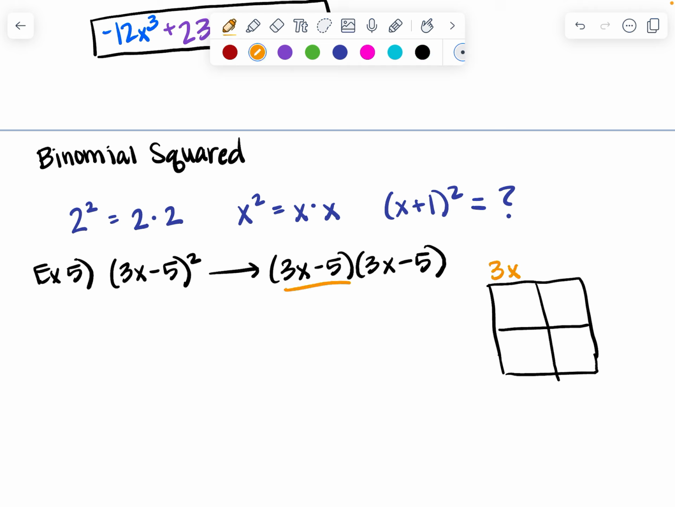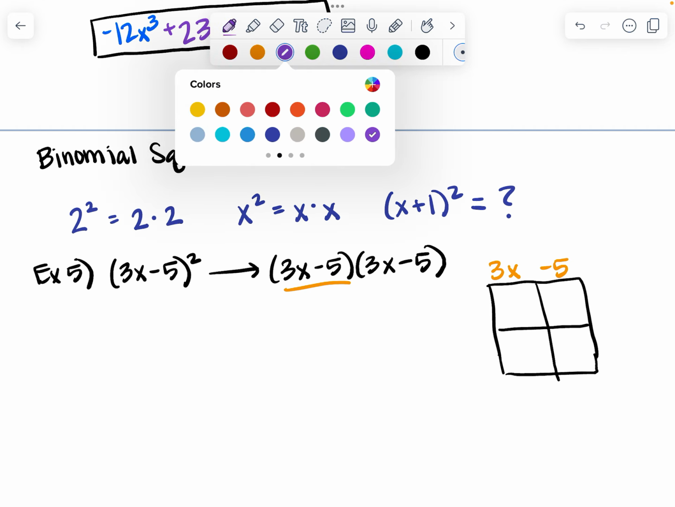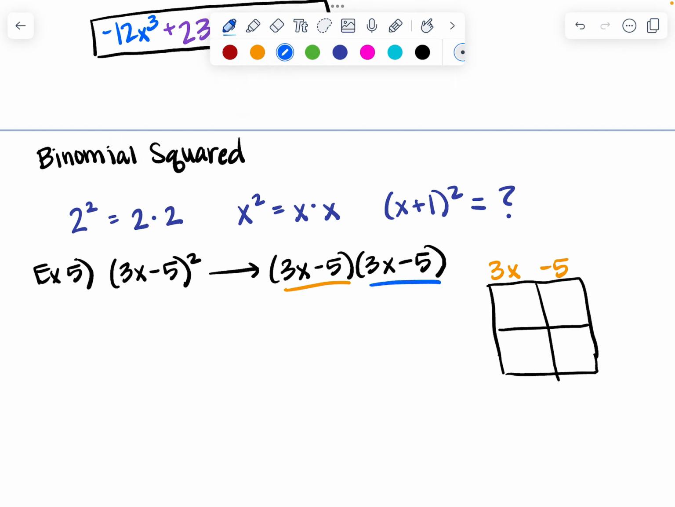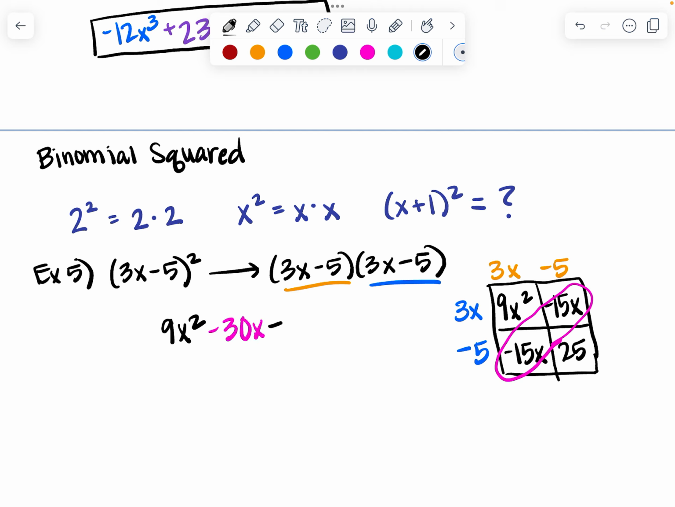So I'll write 3x minus 5 across the top, and then 3x minus 5 down the side. 9x squared, negative 15x, negative 15x, and positive 25. And then make sure I add the like terms. So this will be 9x squared minus 30x plus 25. And that's what you'll be practicing today.